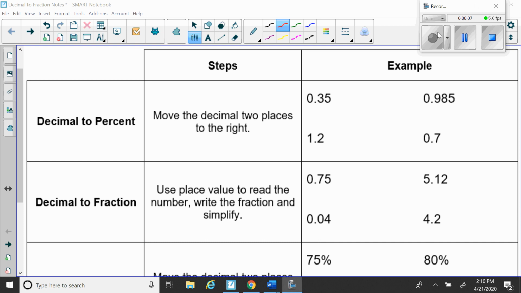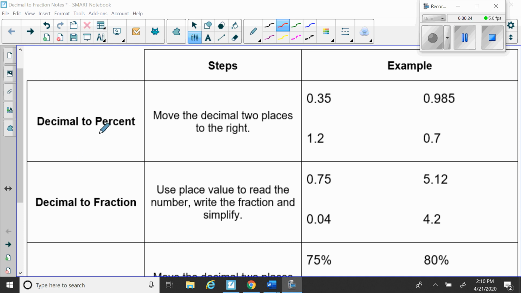So we started with the hard stuff. Now we're moving on. We talked about converting fractions to decimals and fractions to percents. I think you'll find going from decimals to percent, decimal to fraction a little bit easier. So we're going to do a quick notes video on that.